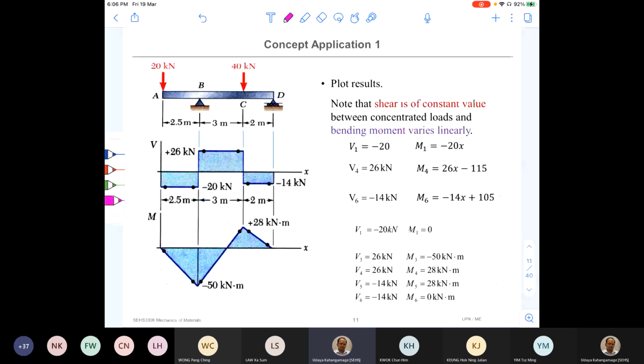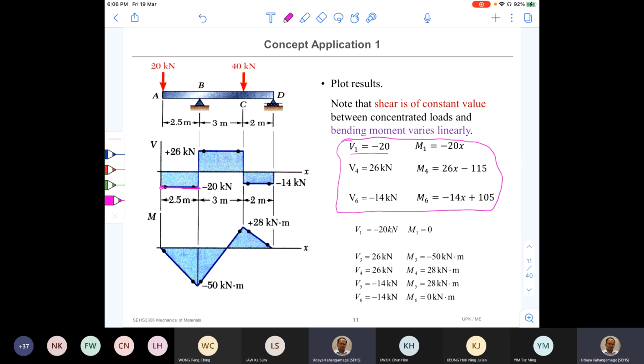Same functions. Okay, and now try to draw my shear force and bending moment diagram. First, look at the shear force from A to B. This is the function. Okay, negative 20. So here to here, negative 20.